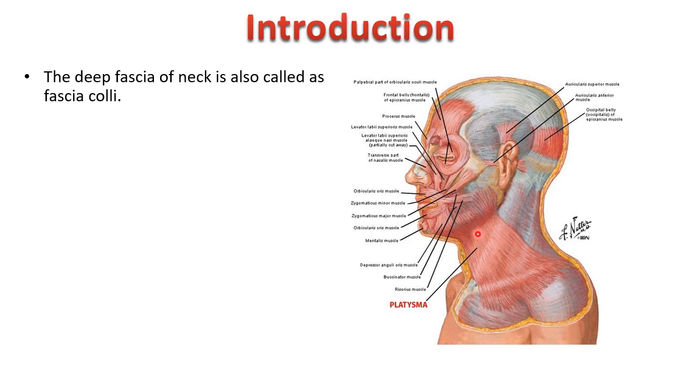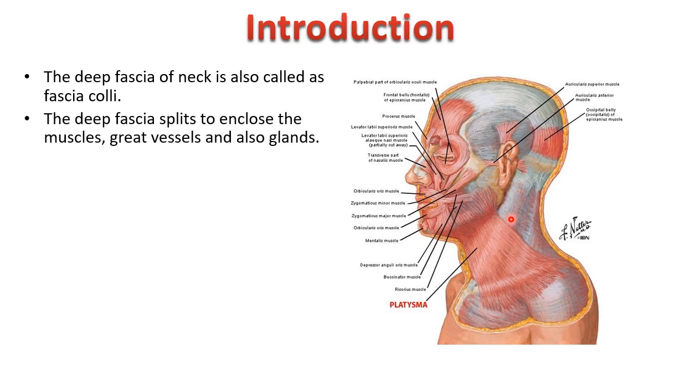So we are going to mainly concentrate on the deep fascia of the neck, which is also called the fascia colli. Here you are able to see the platysma muscle. Deep to the platysma muscle, what you are able to see is the investing layer, or for the time being let us call it the deep cervical fascia. Now this fascia splits to enclose the muscles wherever it encounters them. That is the main function of the deep fascia.